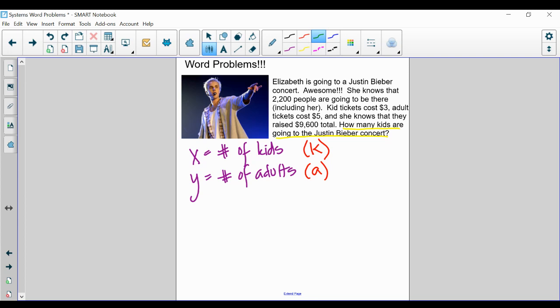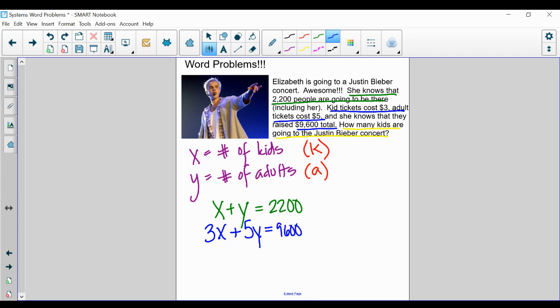So the first equation we are going to write is going to involve the third sentence, that says that she knows that 2,200 people are going to be at the concert. So that tells me that I can take the number of kids plus the number of adults and say that that's going to be equal to 2,200. I can then take my next piece of information that tells me how much the tickets cost and the total money raised. I know that every kid is going to be charged $3. And I know that every adult is going to be charged $5, which gave me a total of $9,600.